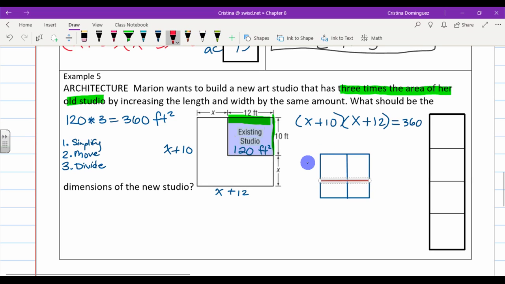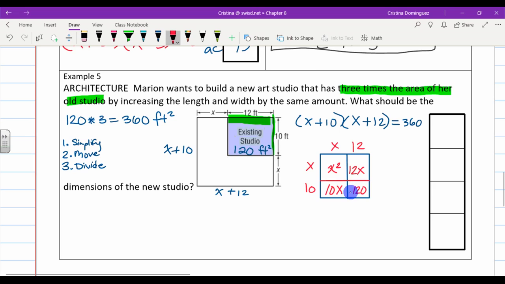All right, so I'm going to put in x plus 10, x plus 12, and in this box we have x squared, very good, because when we multiply we change our exponents. X times 12 is 12x. 10 times x, 10x. And 10 times 12, 120. So this right here represents the original room that she was in, okay?